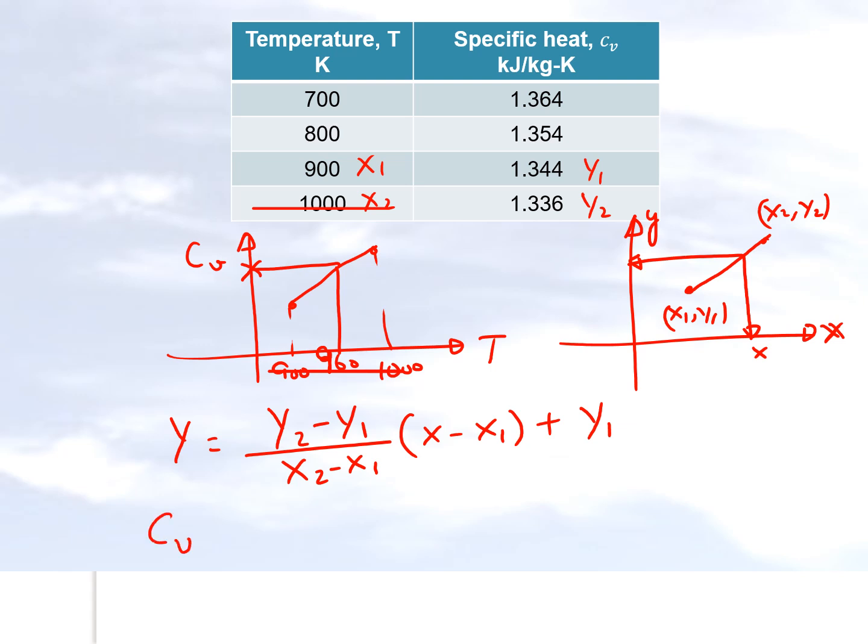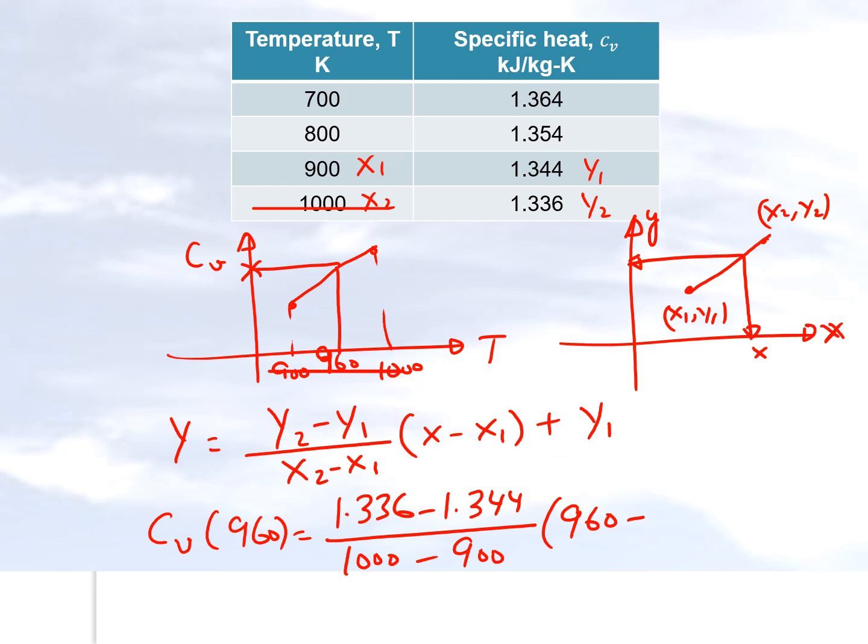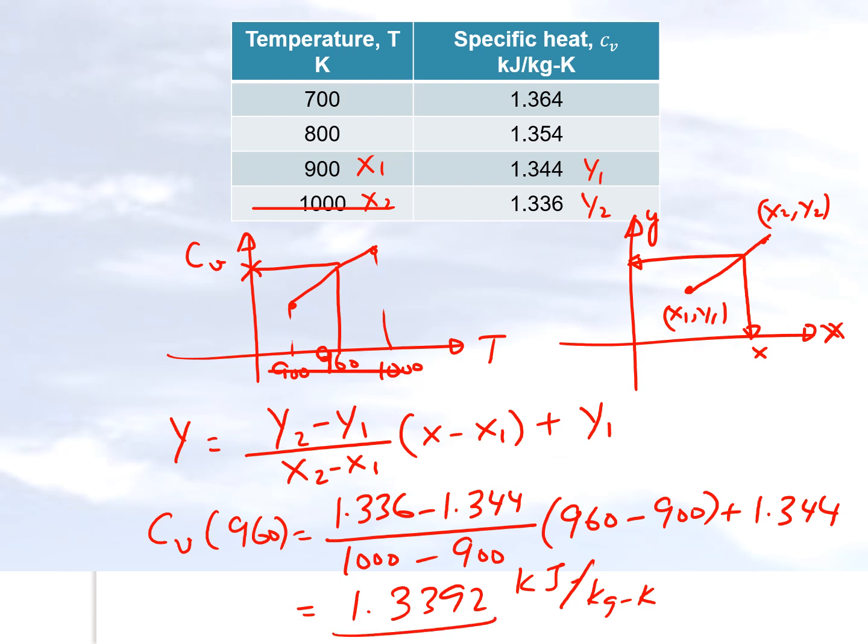So the specific heat at 960 will be equal to these two y values divided by the difference between the corresponding x values, times 960 minus x1, which is 900, plus y1, which is 1.344, and this number here turns out to be 1.3392 kilojoules per kilogram Kelvin. So that's the interpolated number which you want to see.